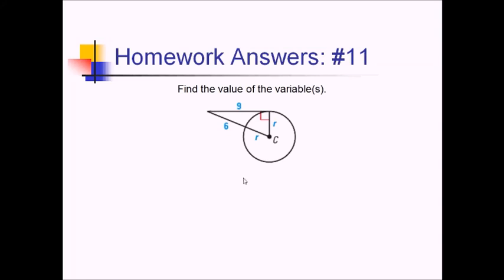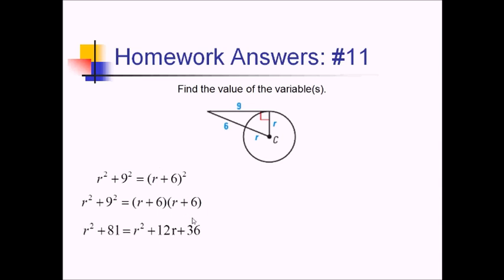For number 11, we're trying to find the value of R. We can set up Pythagorean theorem to solve this one because we have a right triangle. So that's R squared plus 9 squared equals, now for the hypotenuse, we have R plus 6 to get that whole third side, and that's going to be squared. Let's simplify this. Remember that when you're squaring a parentheses, you're really multiplying it by itself. So you could FOIL it out, or you might know the shortcut for expanding that. Either way, this comes out to R squared plus 12R plus 36.